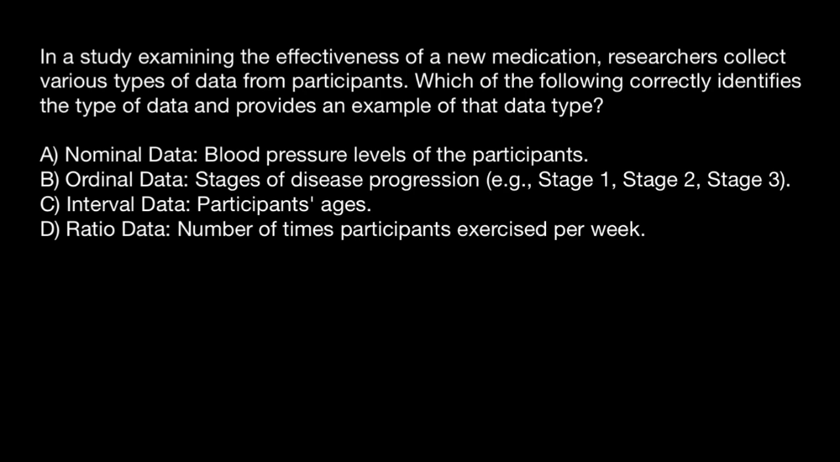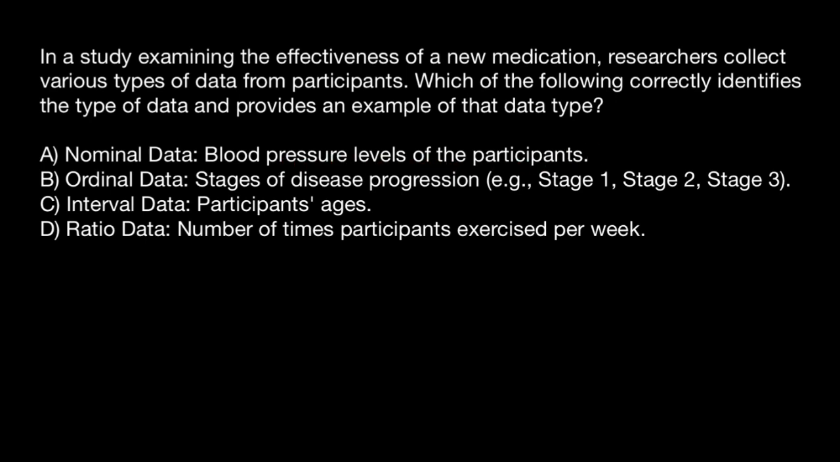So here's a question. In a study examining the effectiveness of a new medication, researchers collect various types of data from participants. Which of the following correctly identifies the type of data and provides an example of that data type? Variant A, nominal data, blood pressure levels of the participants.